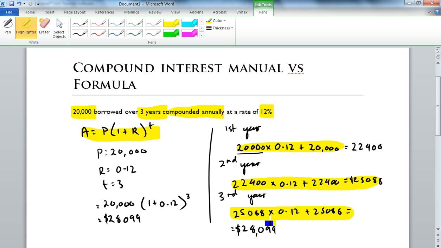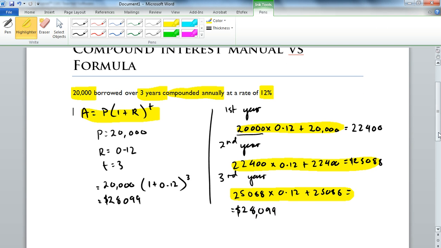But you can understand that with compound interest, the first year we only paid 2,400. The second year we paid 2,688. So we're already paying $288 more interest between the first and second year. You can see that each year the actual amount of interest is increasing. The more it goes on, the bigger the principal, the quicker it rises.